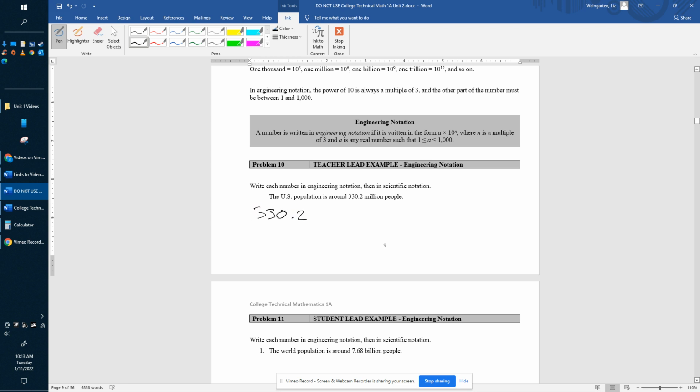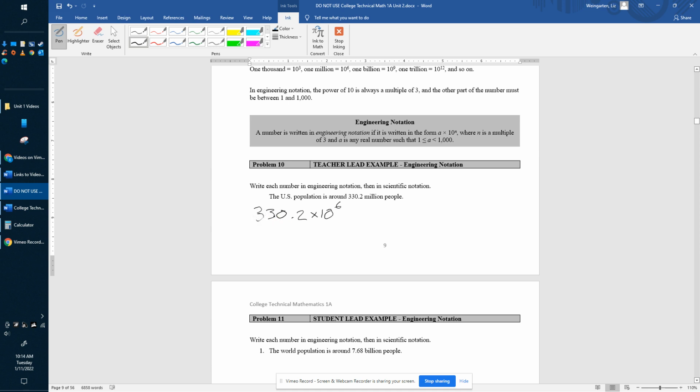330.2 times 10 to the what? Well, we can look up here, 1,000 is 10 to the third, 1 million is 10 to the sixth, so it's simply going to be times 10 to the sixth.